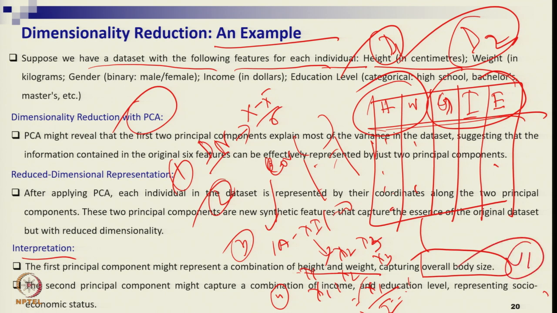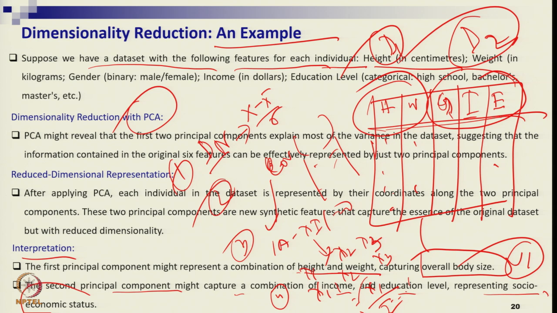Intermediate variable one of your dimensional reduction, and another you are defining, say the second principal component, might be a combination of, say, income, education, and gender, which may help you in defining your socio-economic status. So now you have reduced the dimension from five features to two features.